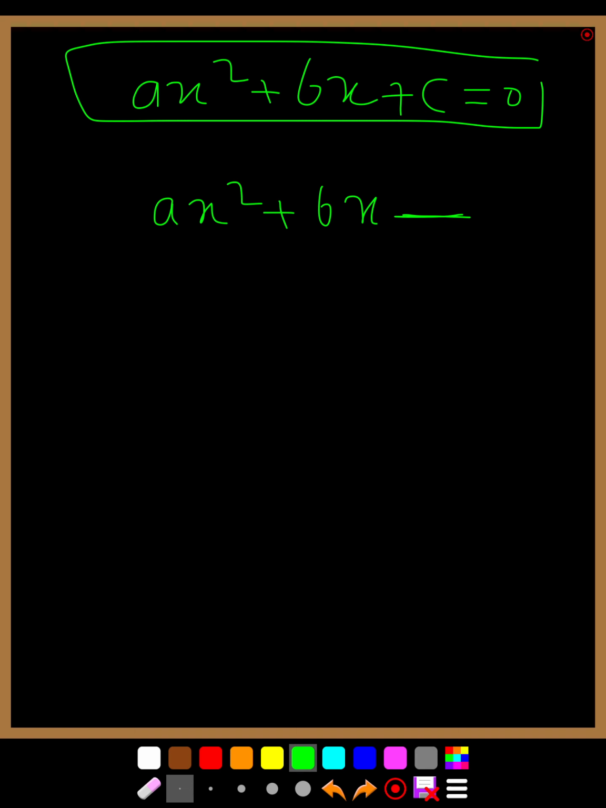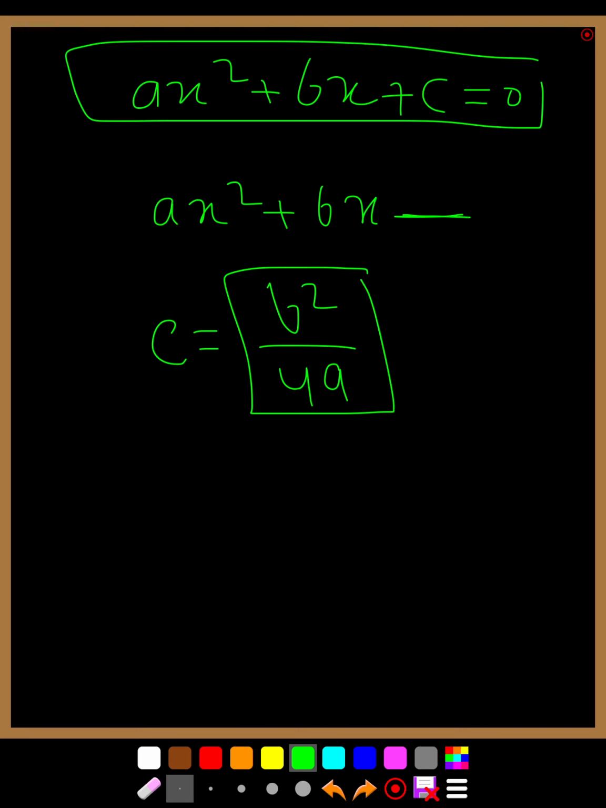For a quadratic expression, we need to find the third term. How can you find the third term? If you want to find the third term for a quadratic expression, you are going to use this formula: c equals b power 2 over 4a. So you are going to use this one to find the third term. Okay, how does it work?